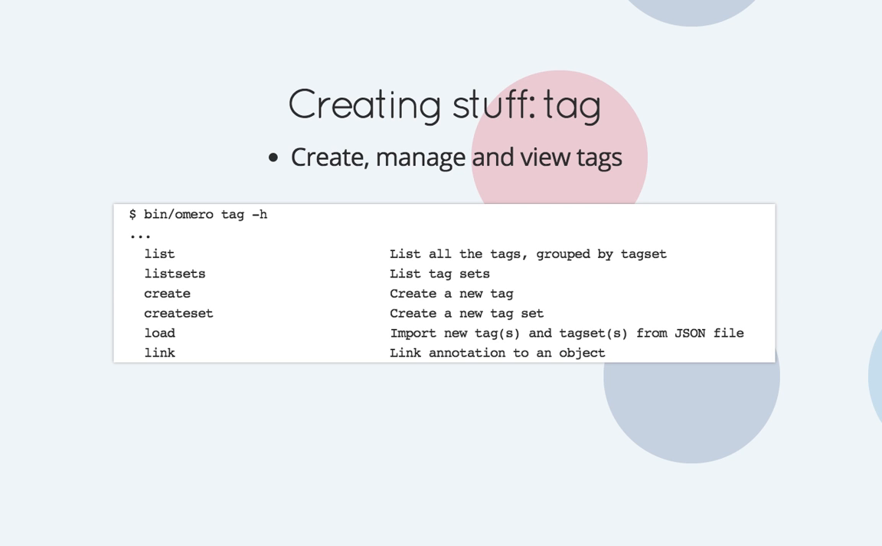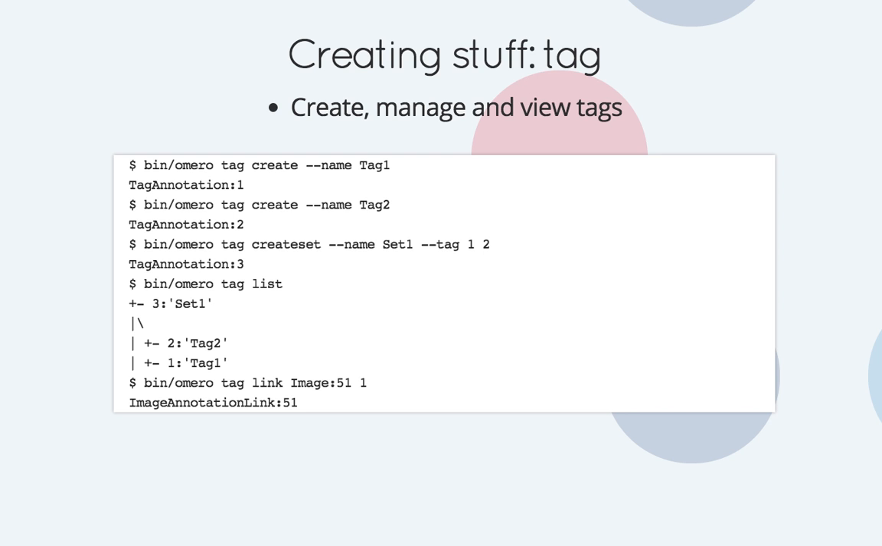But from the command line we can basically list tags. We can list tag sets, which are tags that themselves contain more tags to create a hierarchy of tags. We can create the tags and the sets. We can import tags and tag sets from JSON file. That's a JavaScript object notation file, which is a fairly standard way of transferring data these days. And we can link tags to other things within the system. So effectively we can add a tag as an annotation to another object.